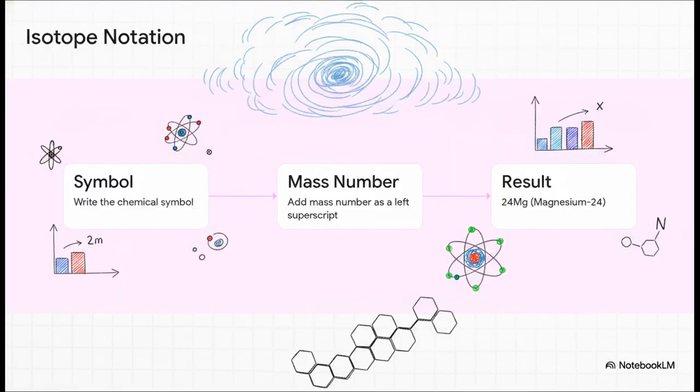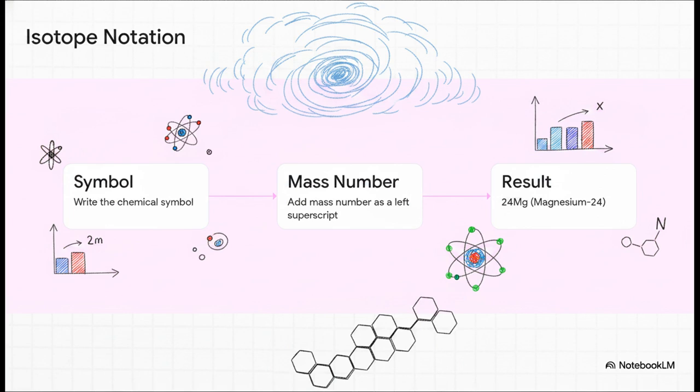Now, we obviously need a way to clearly communicate which specific isotope we're talking about, right? Here's how we model isotope notation. Step 1, write out the usual chemical symbol. Let's use Mg for magnesium. Step 2, write the mass number as a little superscript right to the left of the symbol.